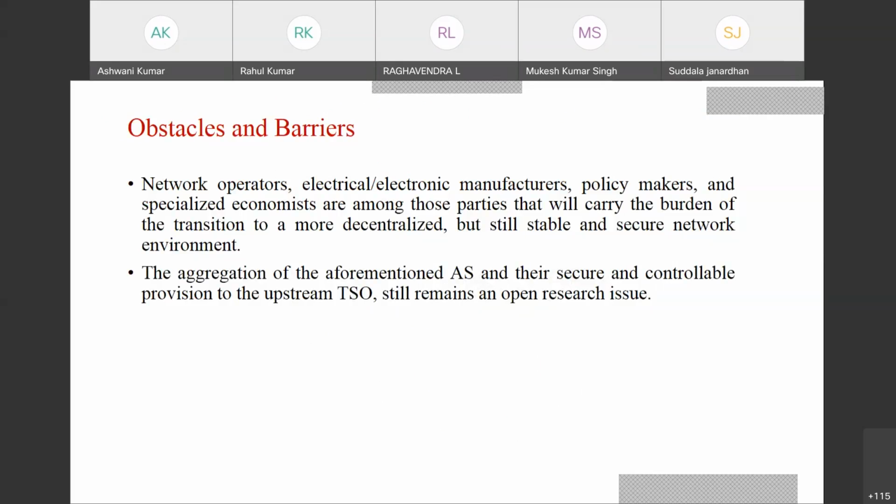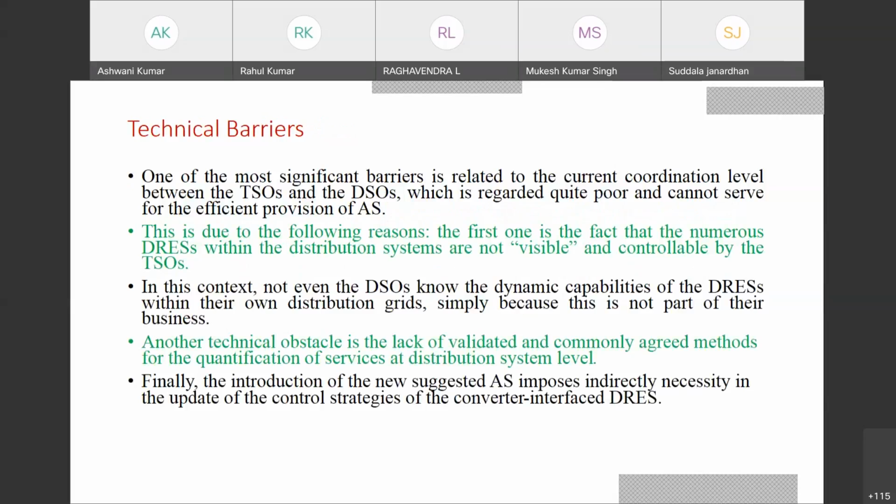Of course, obstacles and barriers, there are important points. The technical barriers are there. One of the technical barriers is the development of the equipment, types of DGs, energy storage systems, and how the generation technology, especially for the storage systems, will play a very important role. This is a technical barrier, but in future, the latest technology will help for better dynamic capability of renewable energy sources in terms of grid operation.